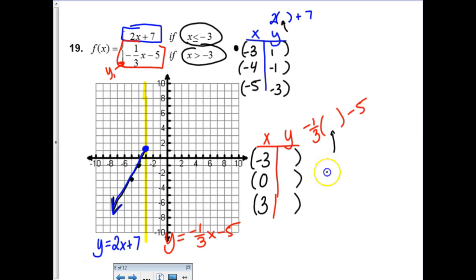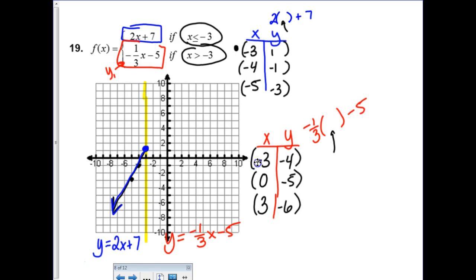If you plug in a negative 3 right here, negative 1/3 times negative 3 is 1. 1 minus 5 is negative 4. If you plug in a 0 right here, 0 minus 5 is negative 5. And if you plug in a 3 right here, negative 1/3 times 3 is negative 1. Negative 1 minus 5 is negative 6. So this is a nice double check for us.